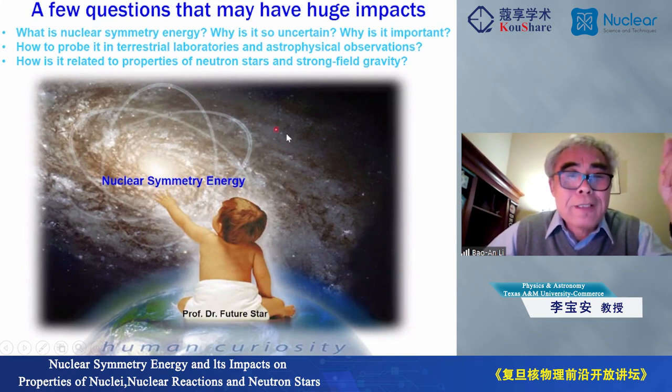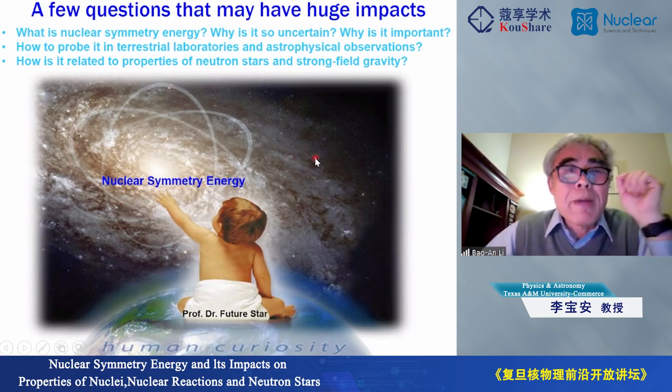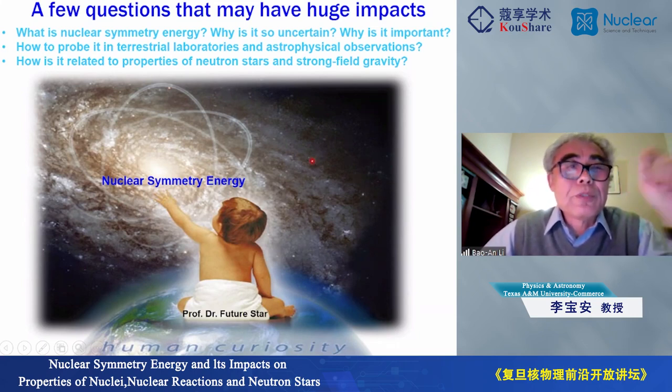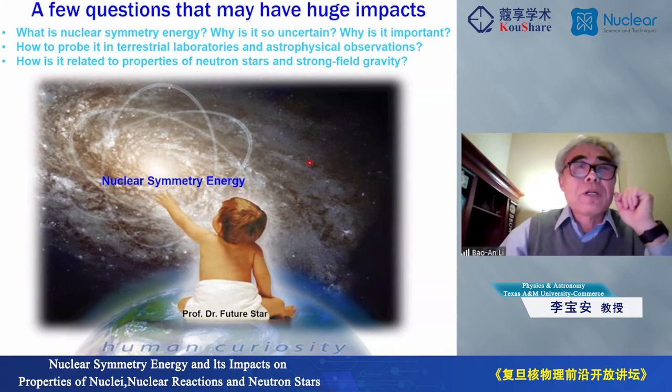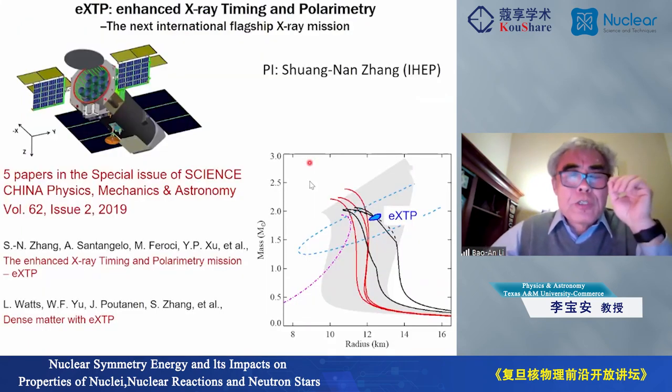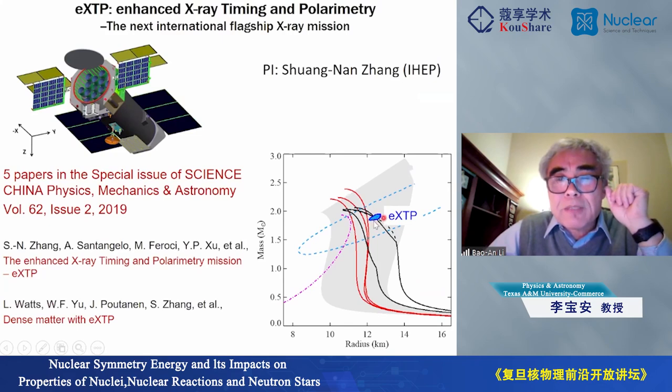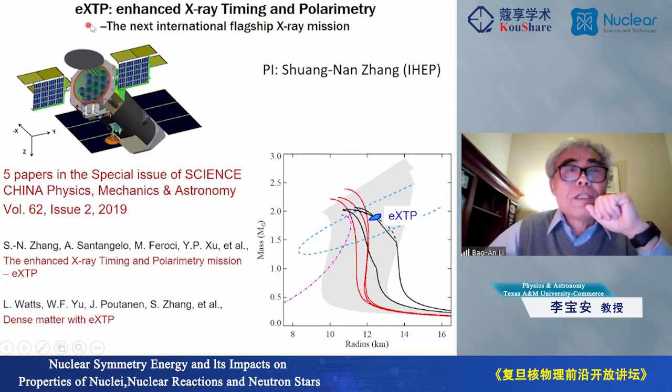It seems, at least on this picture, the symmetry energy is well within reach, but as you probably have seen, there are many issues that we don't know how to resolve. We need to work harder. So I mentioned that in order to resolve some of the issues, we need to have high precision X-ray measurements, with very small uncertainty. And this is in the proposal of the eXTP led by Professor Zhang.